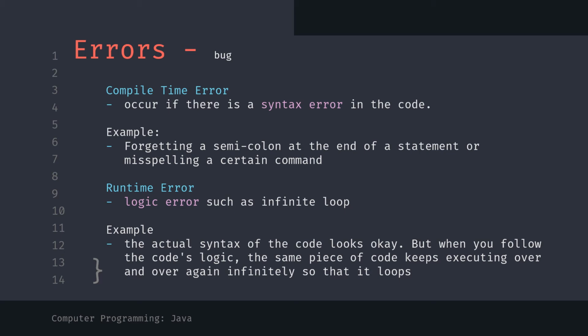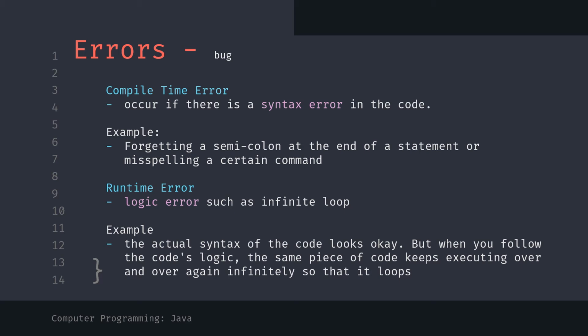Compilers aren't perfect and so can't catch all errors at compile time. This is especially true for logic errors such as infinite loops. This type of error is called runtime error. For example, the actual syntax of the code looks okay, but when you follow the code's logic, the same piece of code keeps executing over and over again infinitely so that it loops.